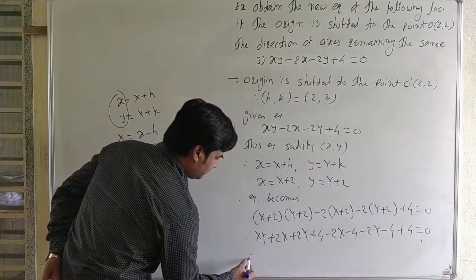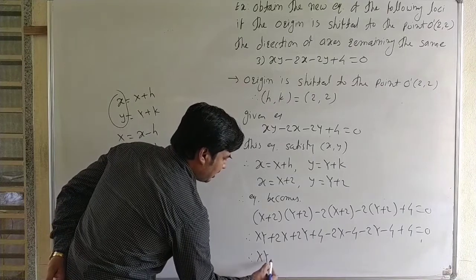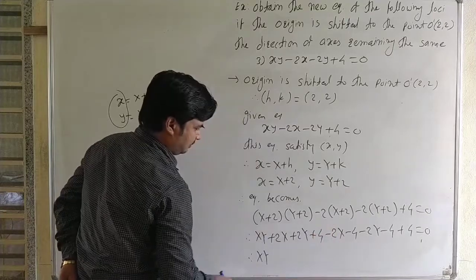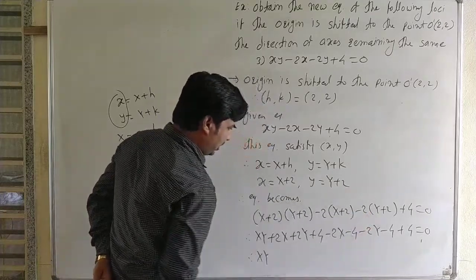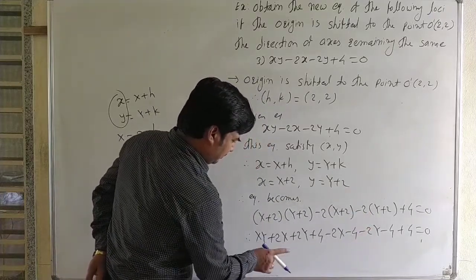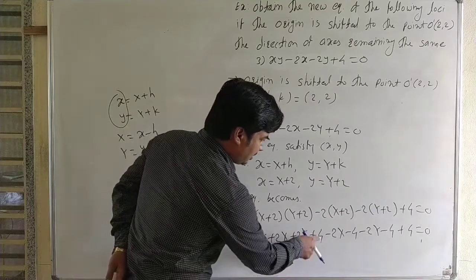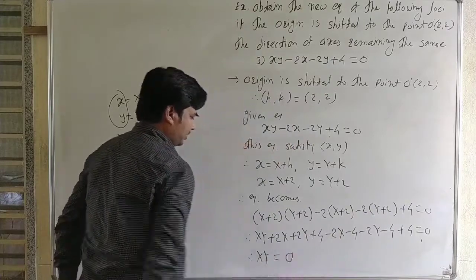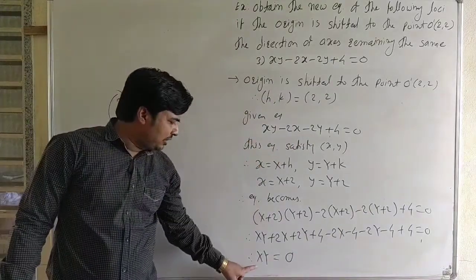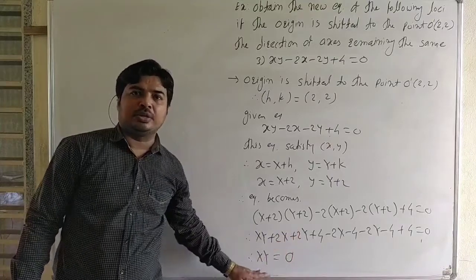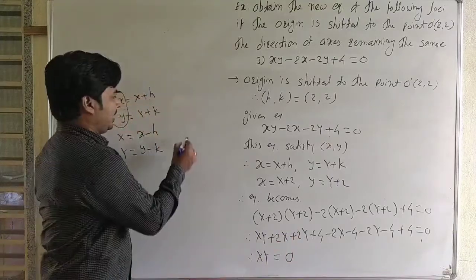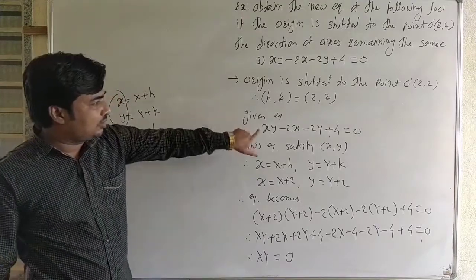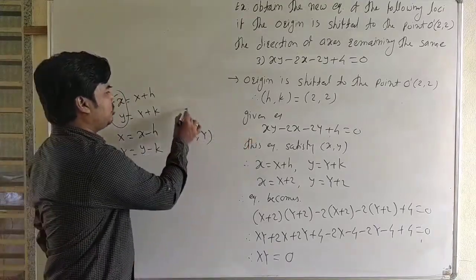And then the last answer: XY. Plus 2X minus 2X get cancelled, plus 2Y minus 2Y get cancelled. Then the remaining are only constants: plus 4 minus 4 get cancelled and plus 4 minus 4 get cancelled, it is 0. Okay, then the new equation is X into Y is equal to 0 in capital. Capital X comma Y is the new coordinate when the origin is shifted, and the original equation satisfies x comma y.